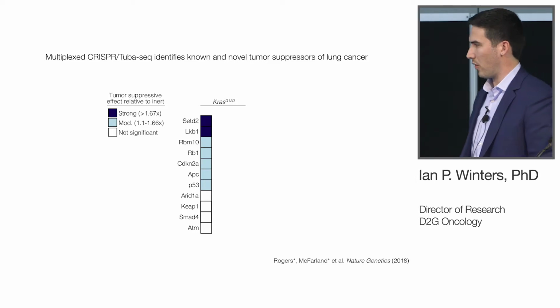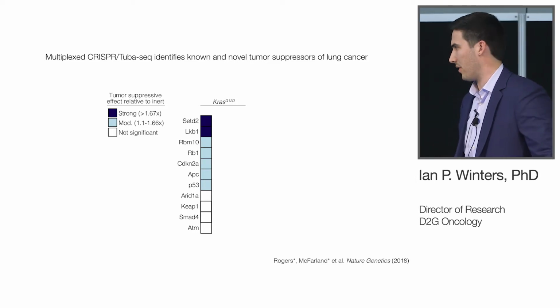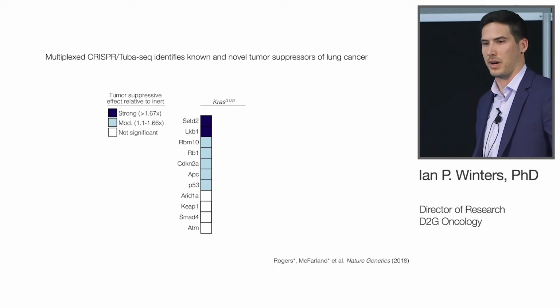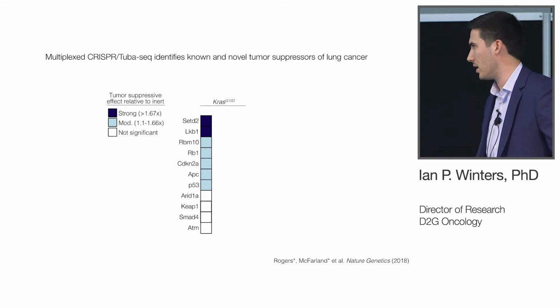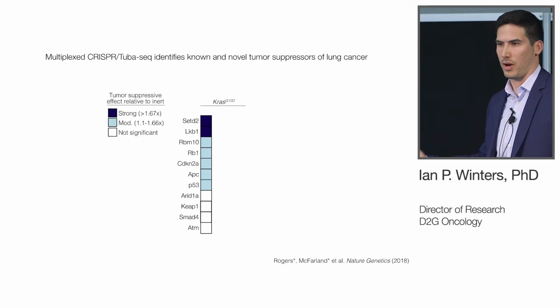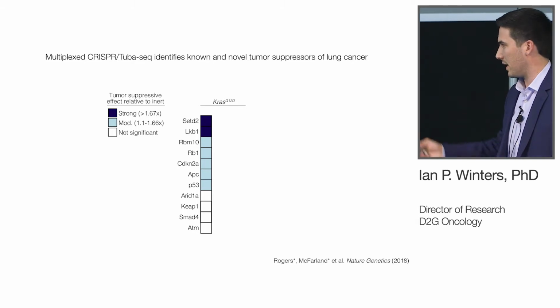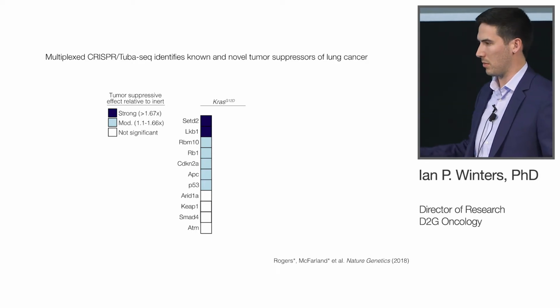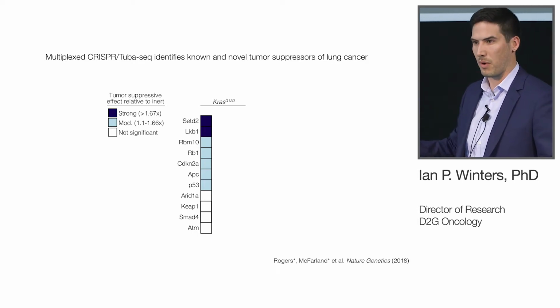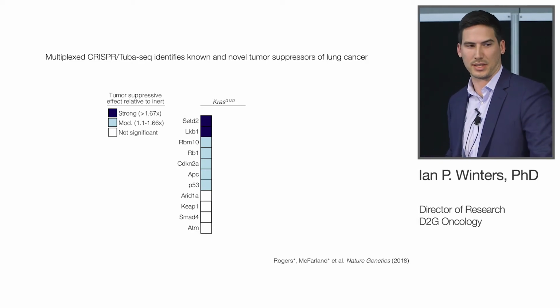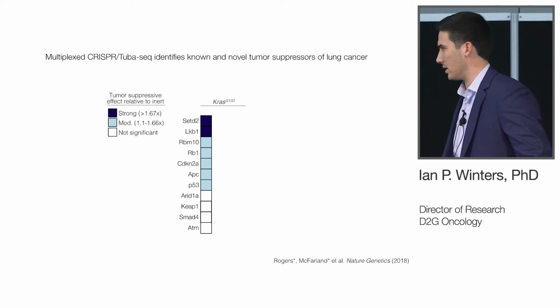So this is another representation of the same data, simplified into 3 categories. Now we can classify these tumor suppressors, or putative tumor suppressors, as strong, moderate, or not significant in terms of their tumor suppressive ability. So you can see here SETD2 and LKB1 are very strong tumor suppressors. There's another category of moderate tumor suppressors, and then some that, at least in this experiment, we found is not significantly driving tumorigenesis.